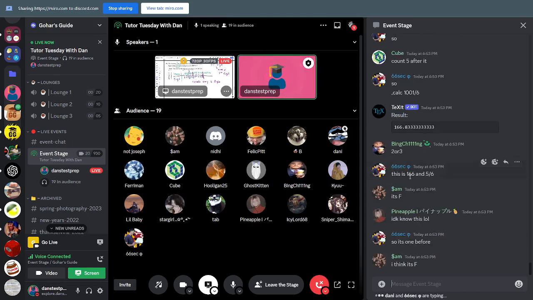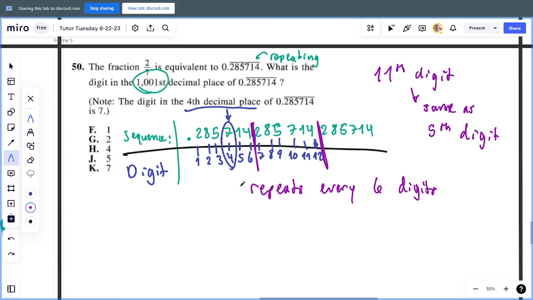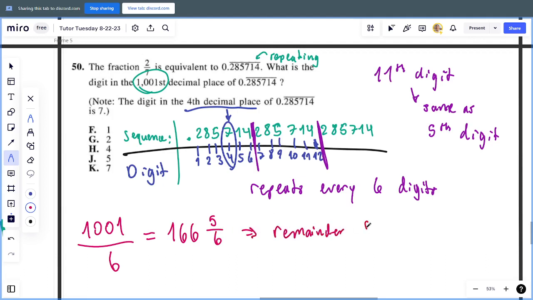So 66 is saying this is 166 and 5/6. Yeah, let me check on my calculator, though I trust you. And we get, when we do 1001 divided by 6, that's equal to 166 whole sequences. We've gone through 166 of these, plus we have a remainder of 5. Right, this is a remainder of 5.